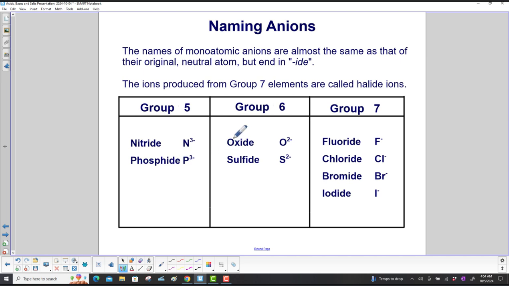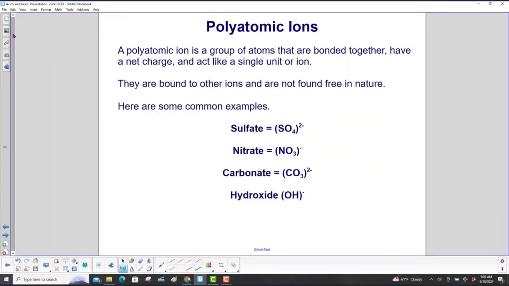So over here, let's take one example. An oxide is an oxygen ion. Chloride is a chlorine ion. And over here, group 7, these are the halides. A polyatomic ion is a group of atoms that are bonded together, have a net charge, and act like a single unit or ion. They are bound to other ions and are not found free in nature.